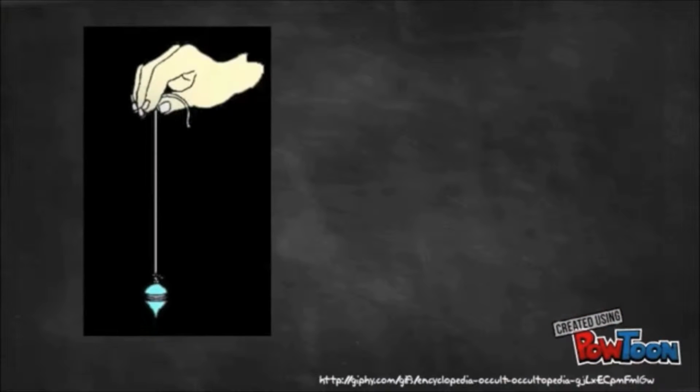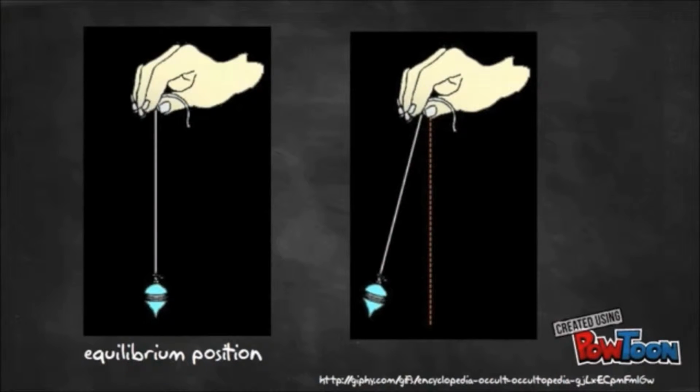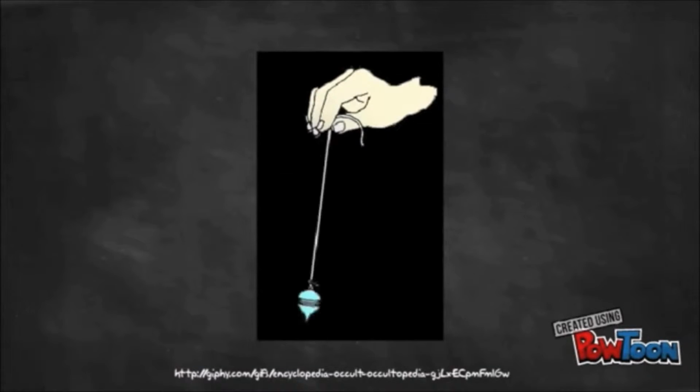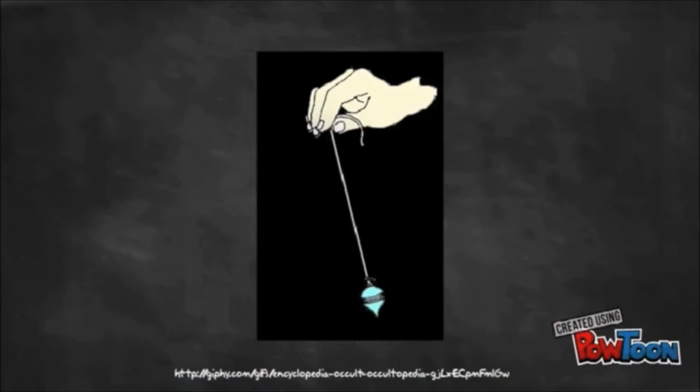So let's consider an example of the swinging pendulum, which is fixed at the top. When the pendulum is at rest, we call this the equilibrium position. Here the displacement is zero. Now let's consider what happens if the pendulum is displaced from the equilibrium position and released. As expected, the pendulum starts swinging, or in more scientific terms, it starts oscillating.